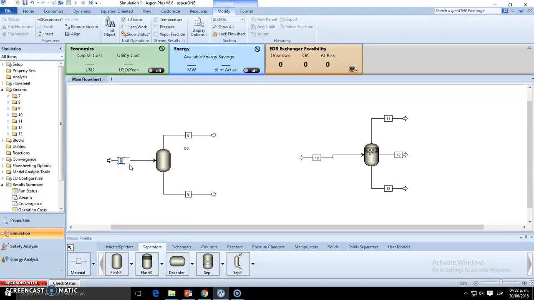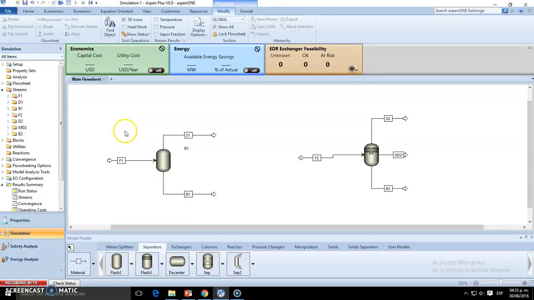Let me change feed number 1. It will be feed number 2. It will be, let's say, the distillate. Let's say distillate 1. And it will be the bottom 1. It will be the distillate 1. Well, it's distillate 2. Medium distillate 2. And bottom number 2. So let's see what happens.